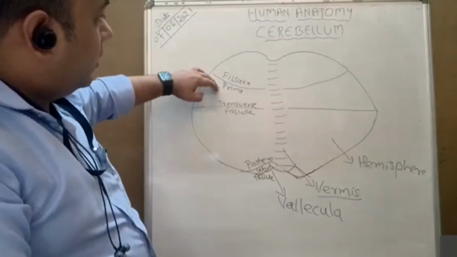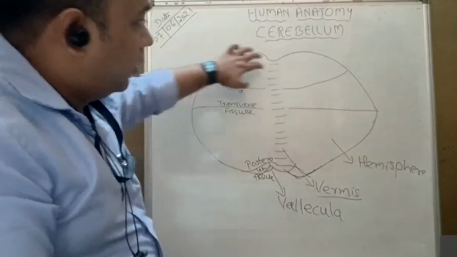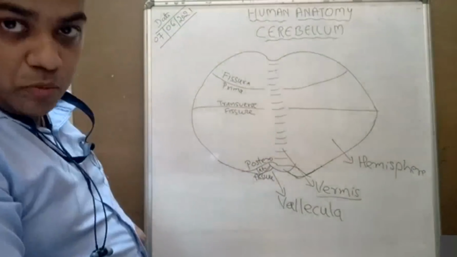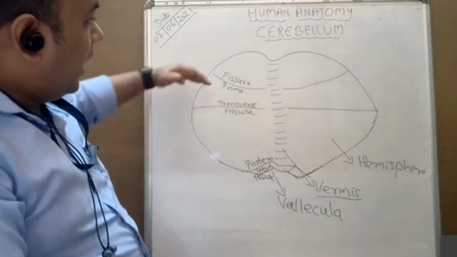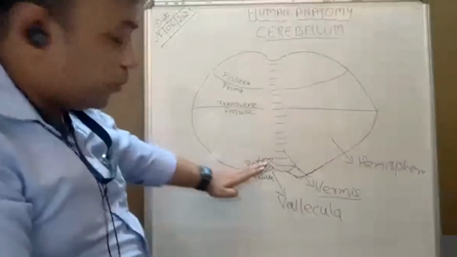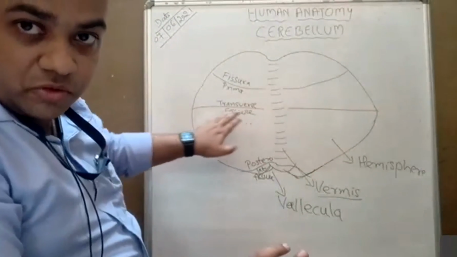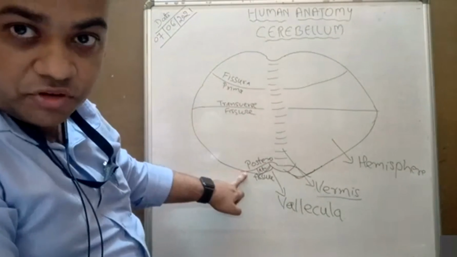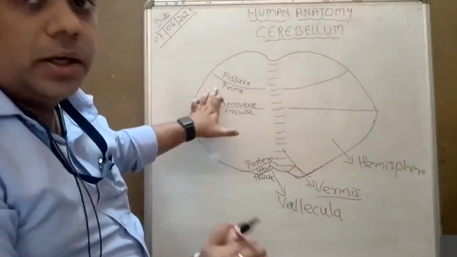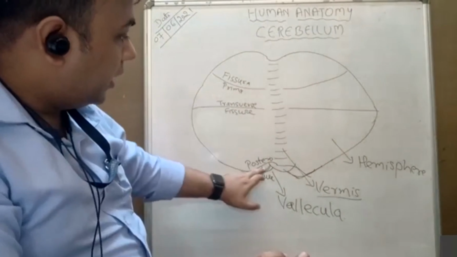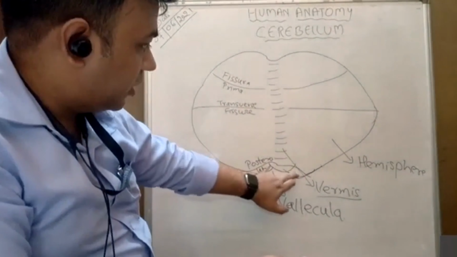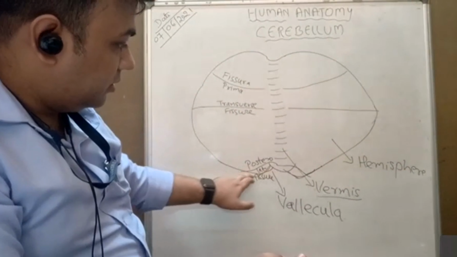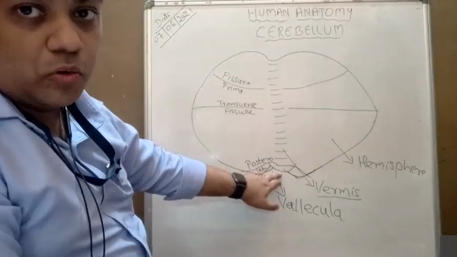Anterior to the fissura prima, this lobe of the cerebellum is known as the anterior lobe. Between the primary fissure, the fissura prima, and the posterolateral fissure, I'm neglecting the transverse fissure for now, this whole structure is known as the middle lobe or posterior lobe. Then a small part remains below the posterolateral fissure, which is the third lobe, known as the flocculonodular lobe.